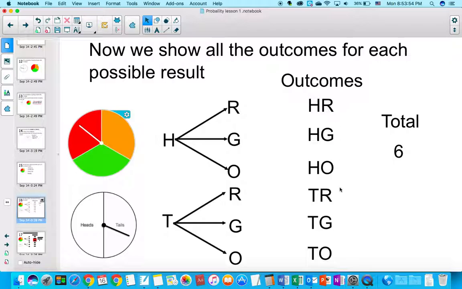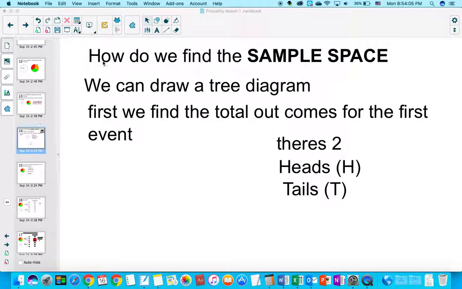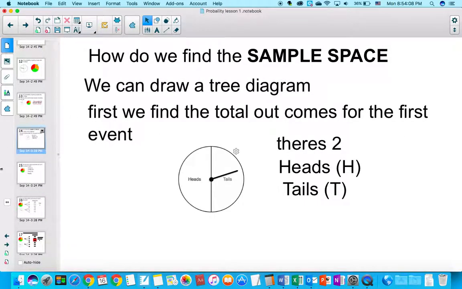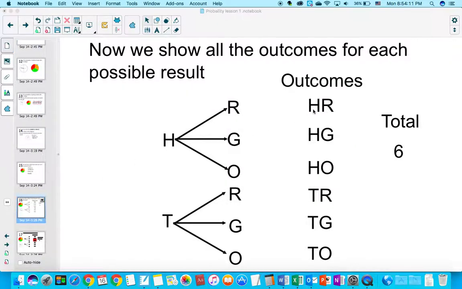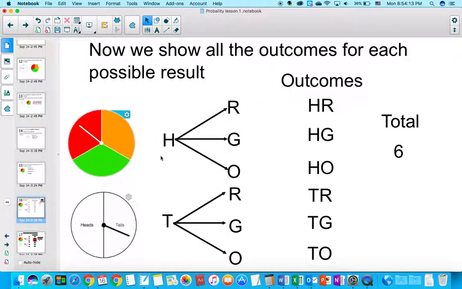And the total number of outcomes you have on the end of this tree diagram, because it kind of looks like a tree, gives you the total number of outcomes, or what's called your sample space. Your sample space. Right? Heads or tails are the first one. And I like to start with the simplest event, because then you start small and you start branching out rather than having a large number of branches and thinning it out. So you can have heads with red, heads with green, heads with orange, tails with red, tails with green, and tails with orange. And that's a total number of 6 outcomes.